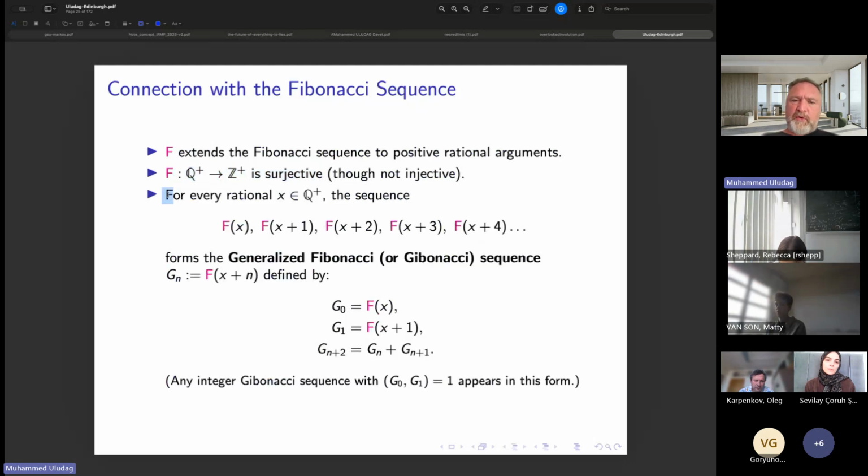And furthermore, for every rational x, the sequence f of x, f of x plus 1, f of x plus 2, etc., forms a generalized Fibonacci sequence, defined by the initial values g0 equals f of x, g1 equals f of x plus 1, and the remaining terms are defined by the Fibonacci recursion. And in fact, any generalized Fibonacci sequence can be obtained in this form.